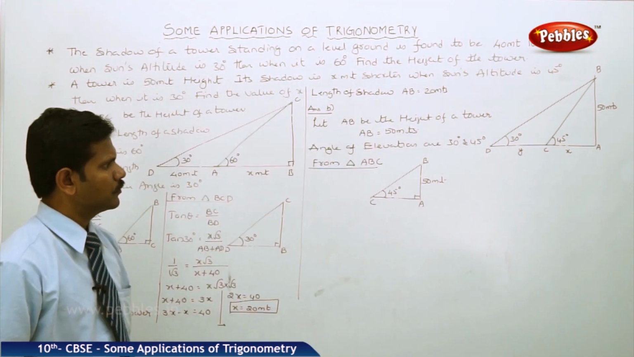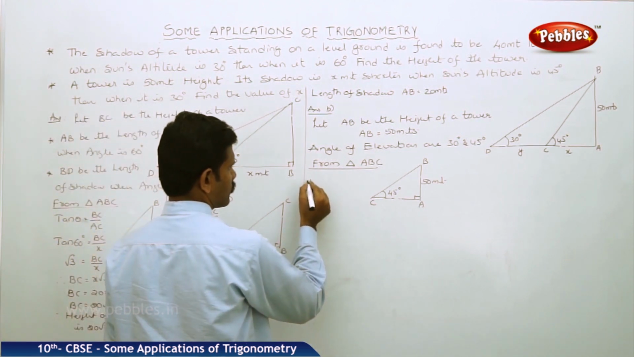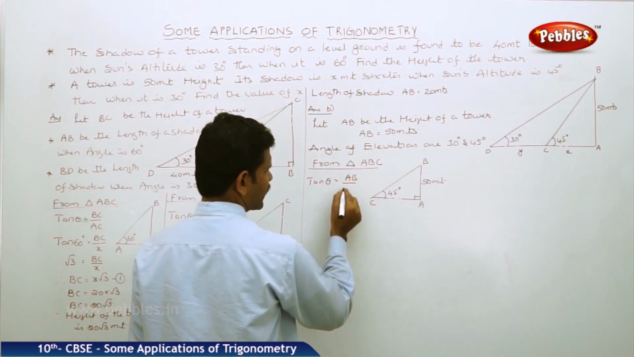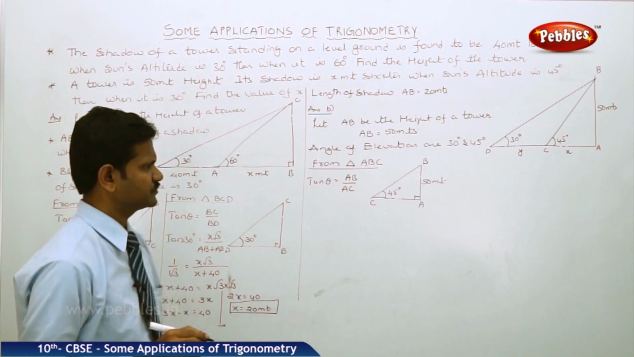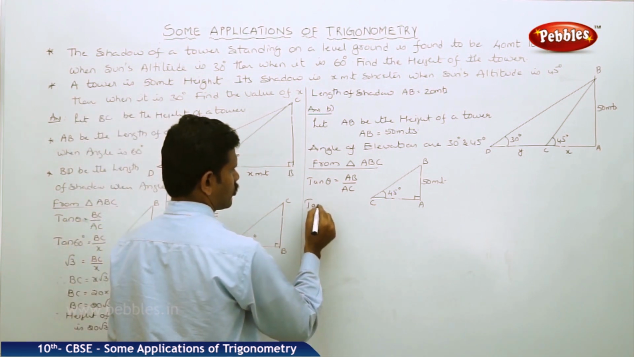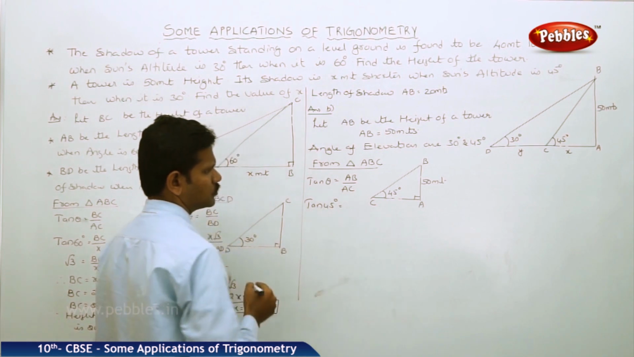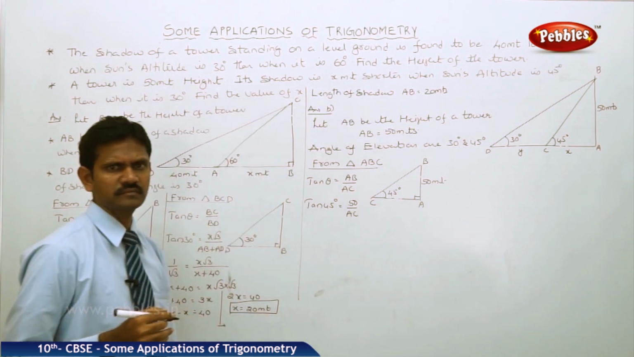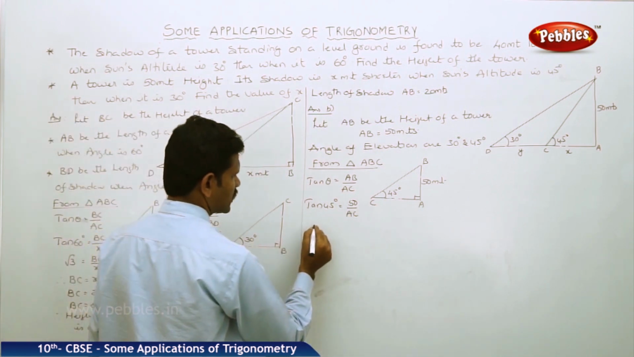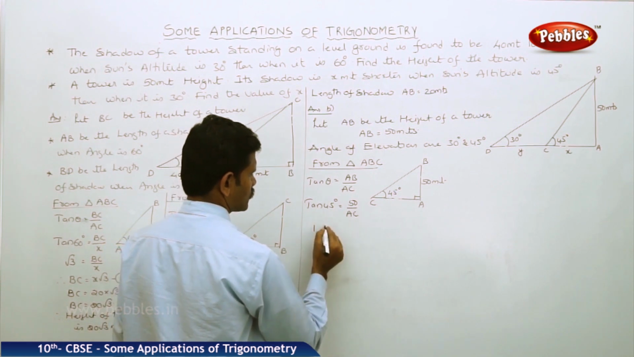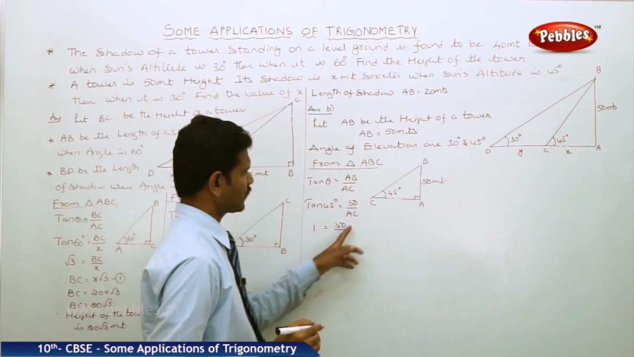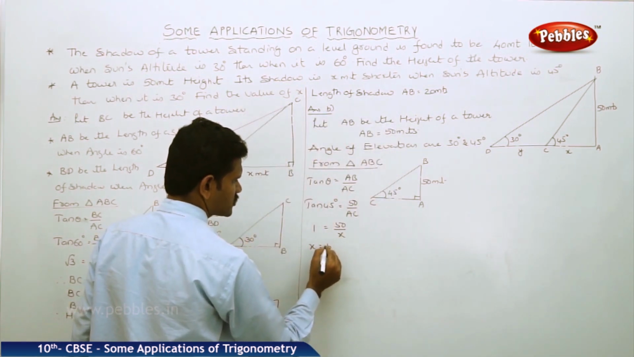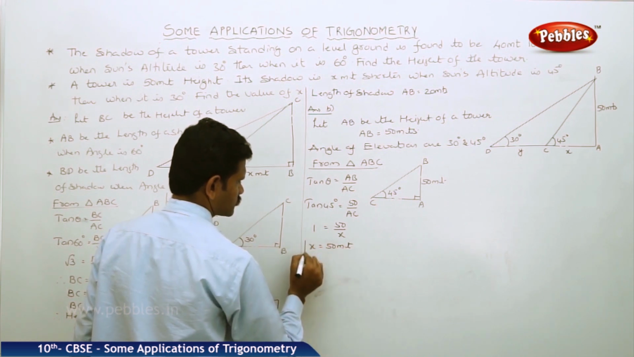Now, from triangle ABC, tan theta is equal to opposite side by adjacent side. Now, tan 45 degrees is equal to AB 50 by AC. That is, tan 45 is equal to 1 is equal to 50 by AC value is x meters. That is, x is equal to 50 meters.